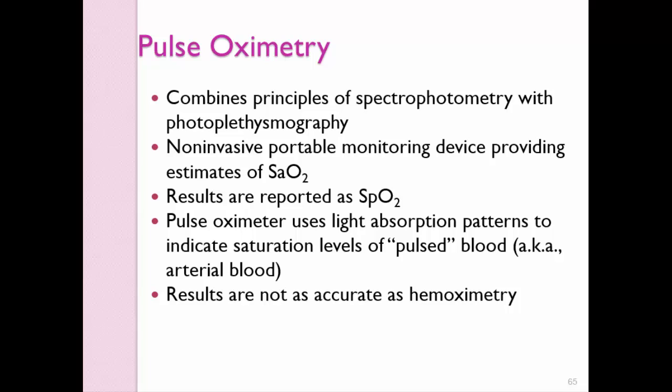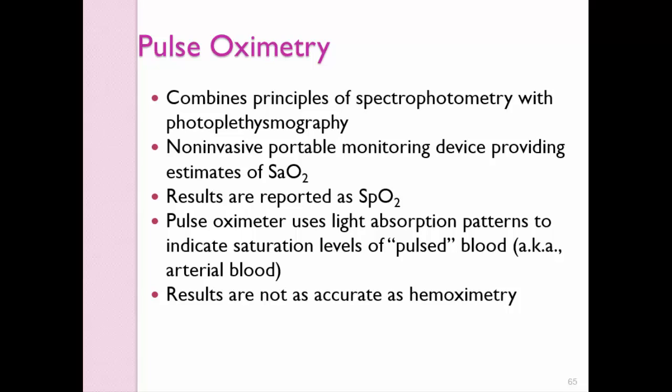The pulse oximeter uses the light absorption pattern to indicate the saturation levels of pulsed blood. So you have to have this light over a highly vascular area, like underneath the fingernail, the earlobe, the nare, somewhere like that. And it has to have a pulse. So if you don't have good circulation to your hand, or even your arm, even where you're placing the pulse oximeter, then you're likely not going to get an accurate reading. This is an estimation, right?